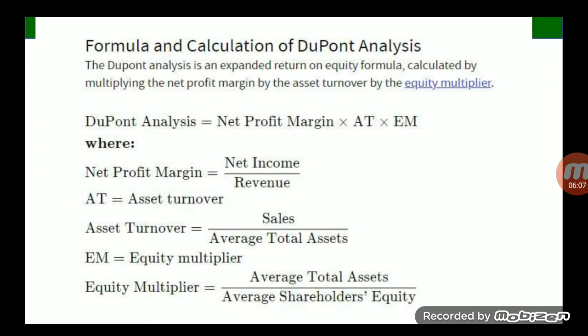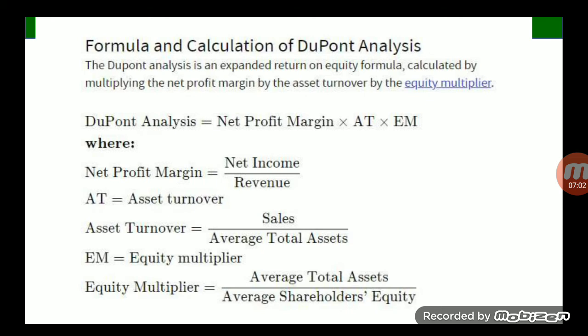So here I have shown the formula and calculation of DuPont analysis. DuPont analysis is an expanded return on equity formula calculated by multiplying the net profit margin by the asset turnover by the equity multiplier. Now one by one we are going to discuss. How to calculate DuPont analysis? DuPont analysis is equal to net profit margin into AT, that is asset turnover, and into equity multiplier. So this is DuPont analysis, and it gives us financial leverage, and on the basis of that we can judge two different companies, or strengths or weaknesses.